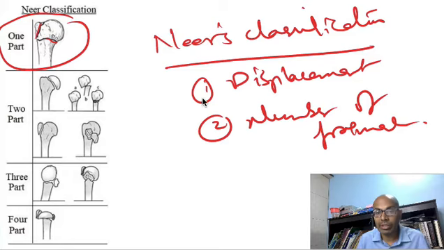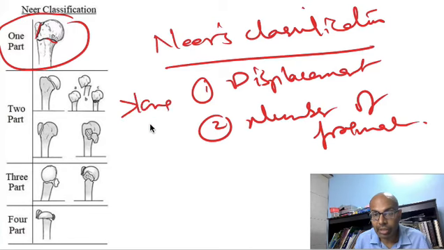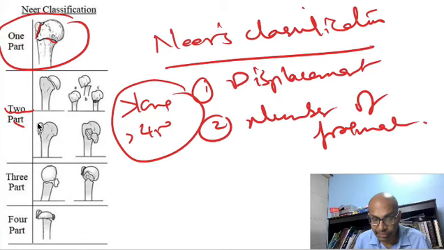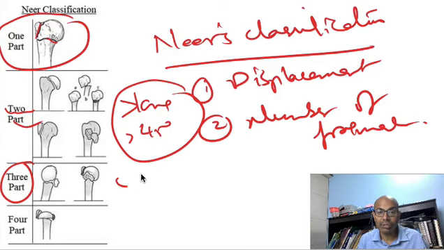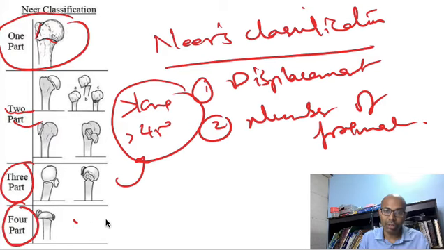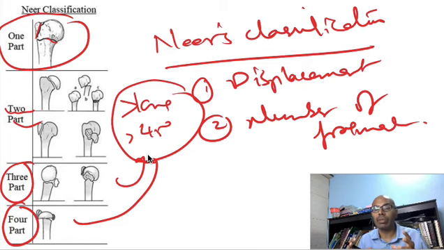If the displacement is more than 1 centimeter and more than 45-degree angulation, it is called a two-part fracture. When two pieces are fragmented more than 1 centimeter and more than 45-degree angulation, it's called a two-part fracture. When there are 3 parts and the angulation is more than 45 degrees and more than 1 centimeter displacement, it is a 3-part fracture. When all 4 parts of the proximal humerus are fractured with displacement, it is called a 4-part fracture. Okay, so you must remember this. Neer's classification is very frequently asked.